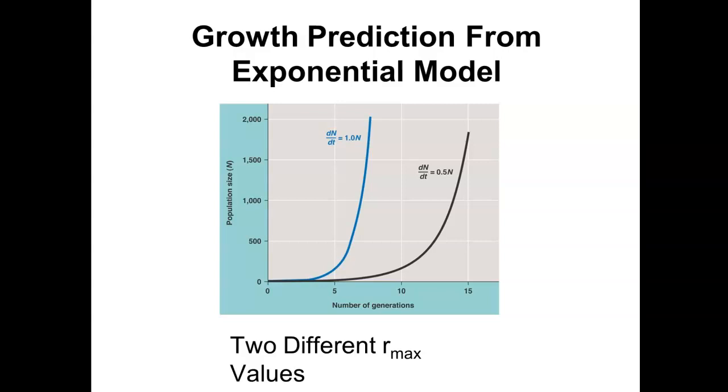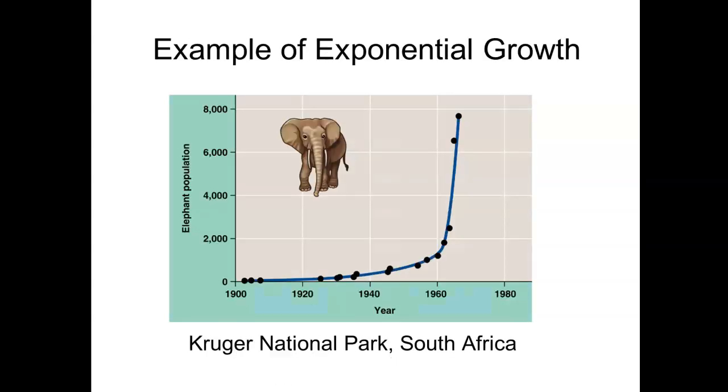The value is R, which represents growth rate. And so every species has its R value. Some things have very high R values, some things have low R values. Here's an example, elephants, of something with a very low R value.